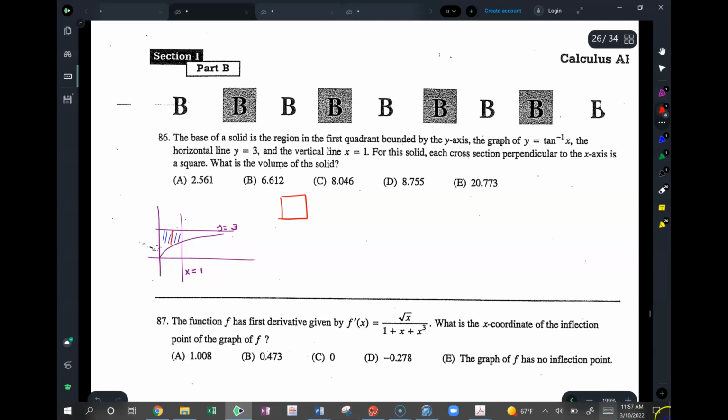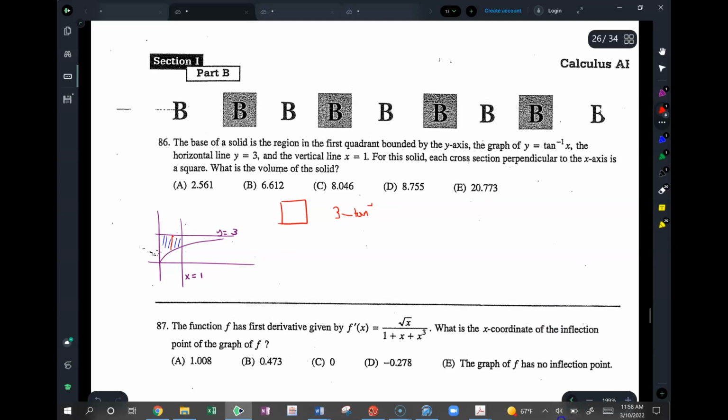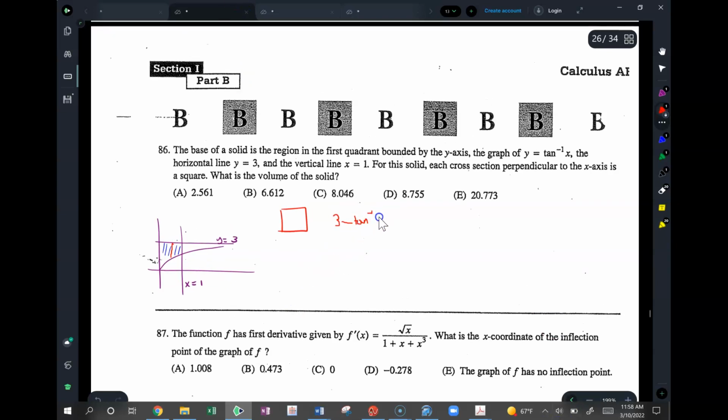Okay, so what is the length of the cross section there? What is that red line in here? 3 minus inverse tangent of x. Exactly. So it's 3 minus, I'm sorry, I'm doing this with the mouse until I reset, inverse tangent of x. Okay? And that's what you have to integrate.